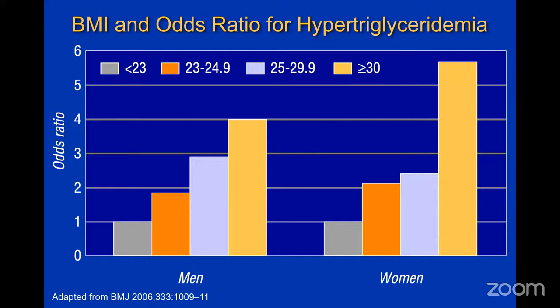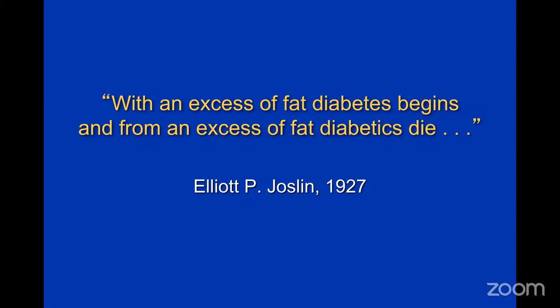Now, Elliot Joslin, who founded the Joslin Clinic, is a very smart guy. And this is what he said in 1927. He said, with an excess of fat, diabetes begins, and from an excess of fat, diabetics die. Really a prescient comment, almost 100 years ago.